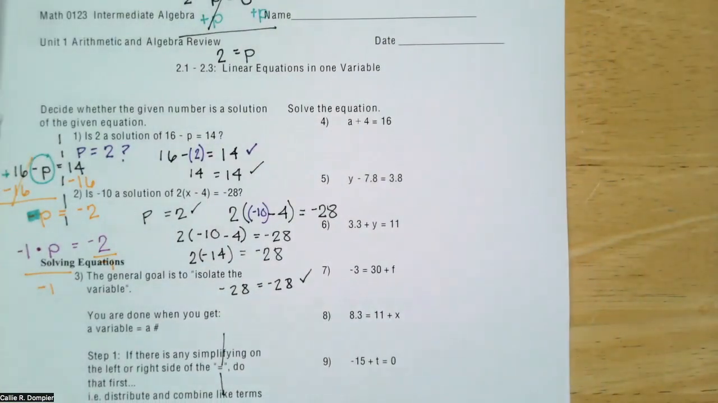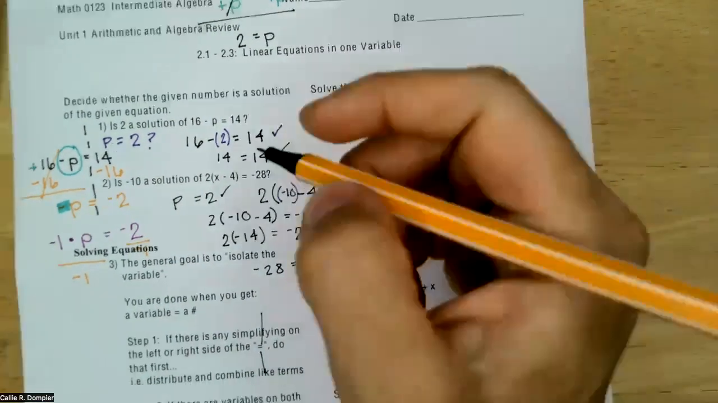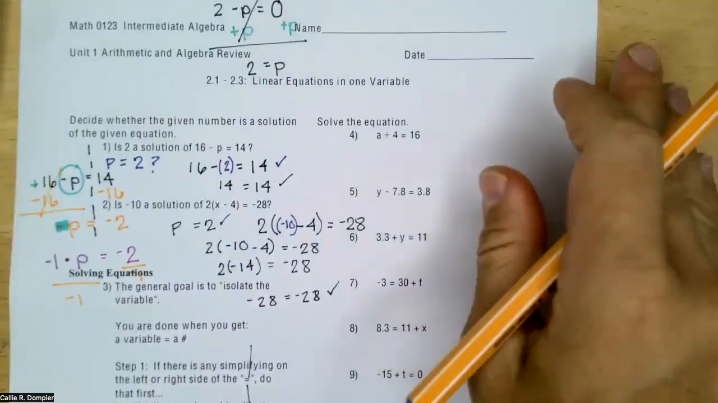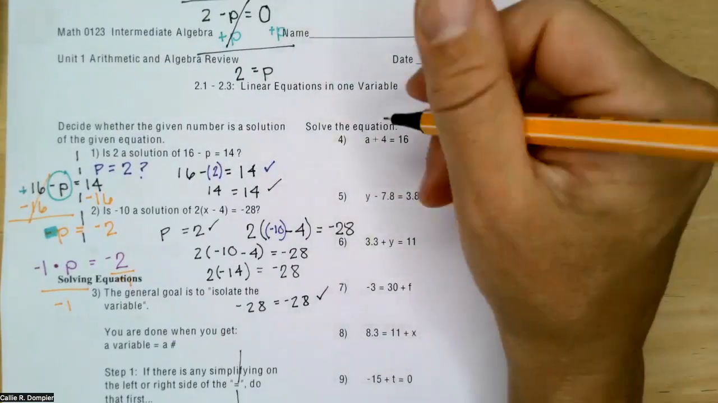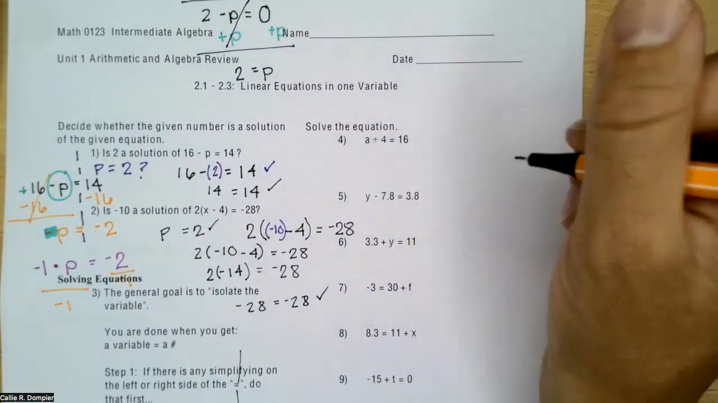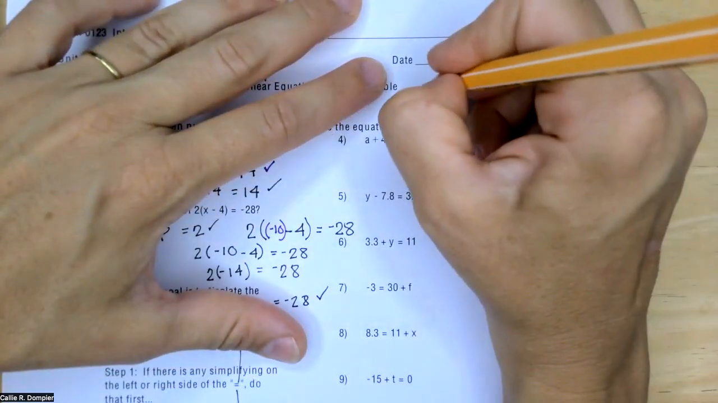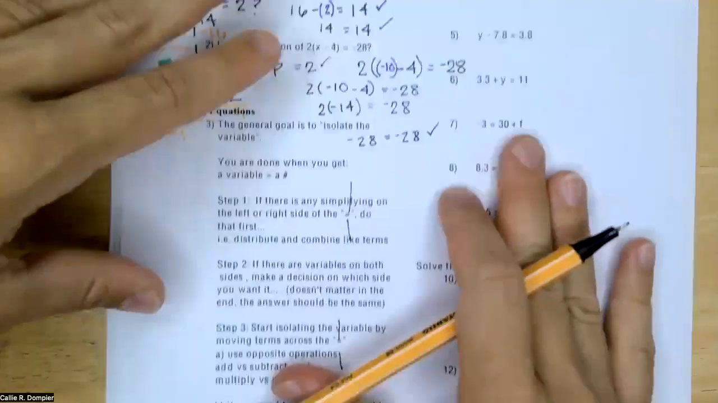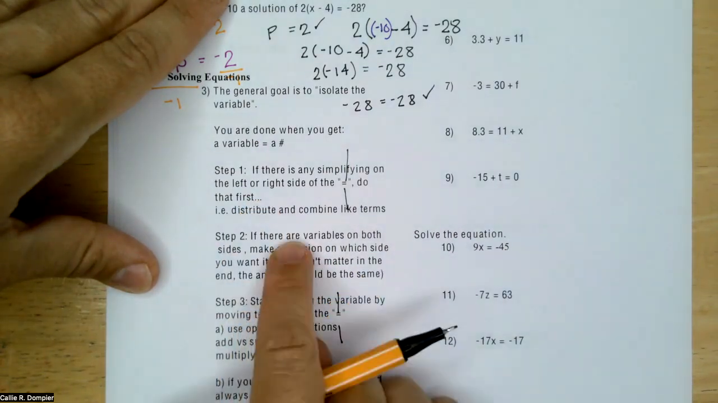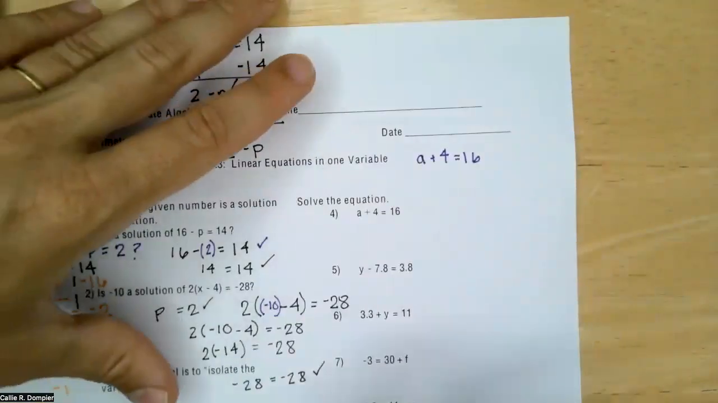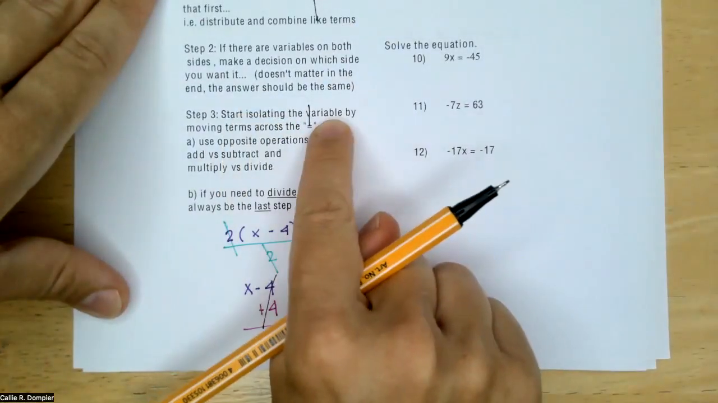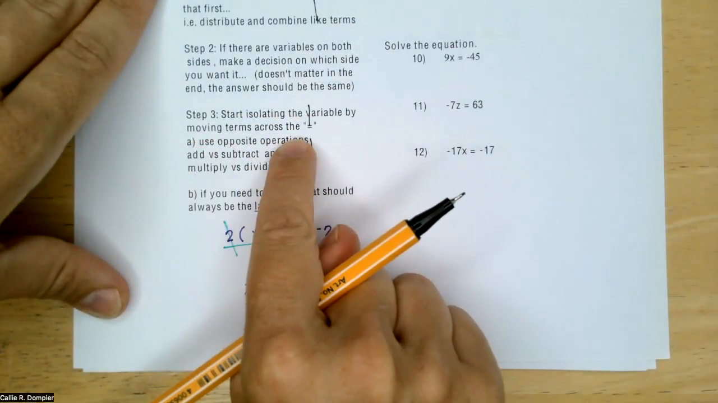So let's practice this. Here they asked us, is 2 a solution? So you can just plug it in a little bit faster. Here we don't get a choice of like, is it 10? No, we just have to solve it. So a plus 4 equals 16. There's no simplifying on the left or the right. There are no variables on either side, and the a is positive. So I'm just going to go straight to isolate the variable by moving terms across the equal sign.